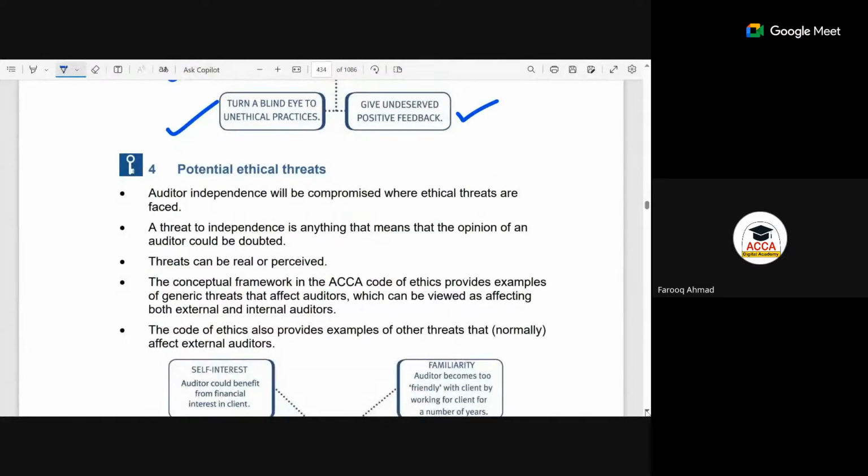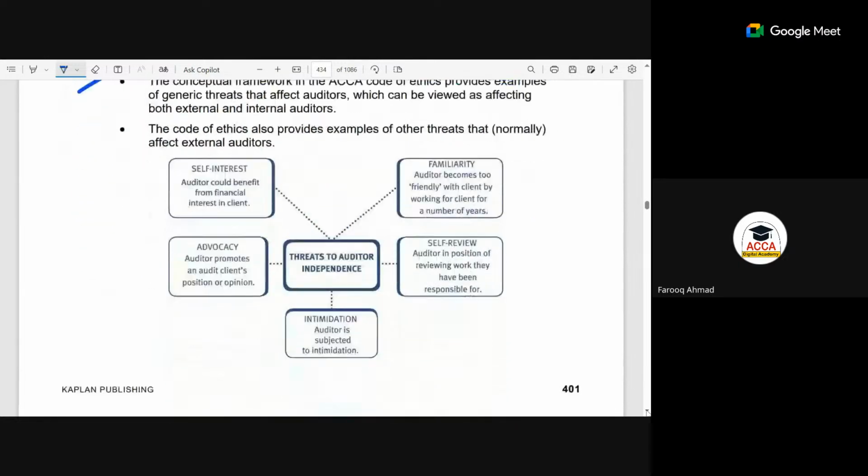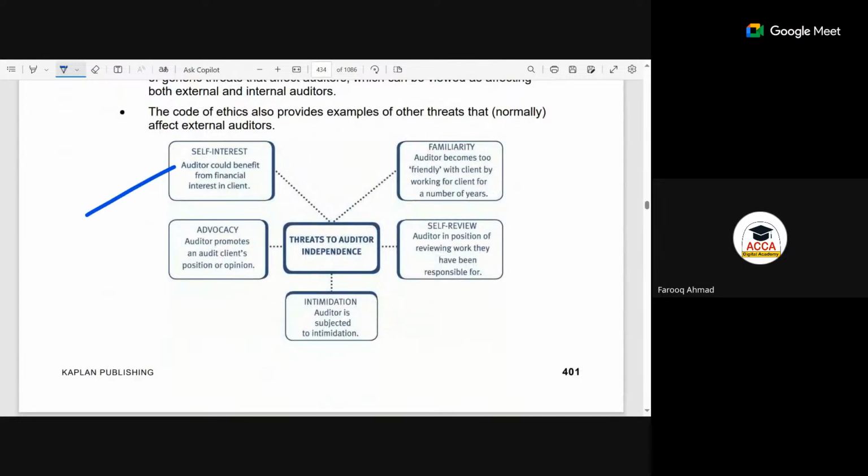Potential ethical threats: independence will be compromised by ethical threats. If the opinion of an auditor could be doubted, the threat can be real or perceived. The ACCA code of conduct is also required to understand. So this is again self-interest, advocacy, familiarity, trust, and then threat to independence, intimidation, and self-review. This is all the same thing which you already studied in F8, students.